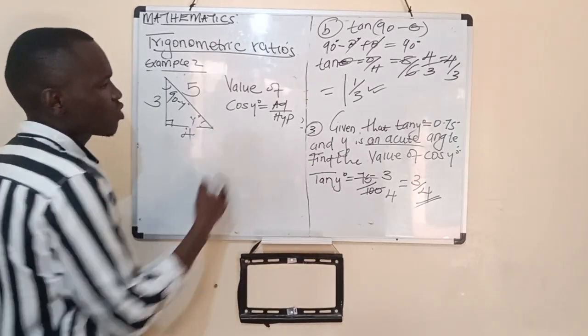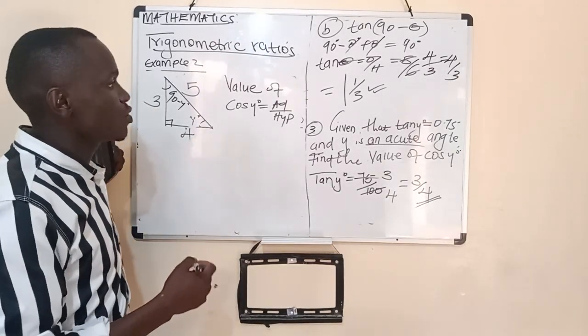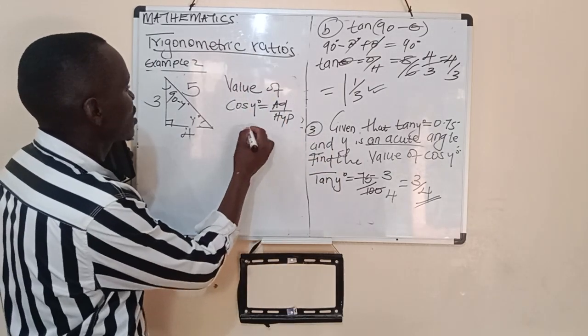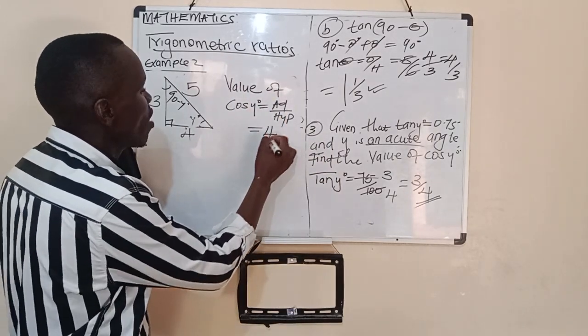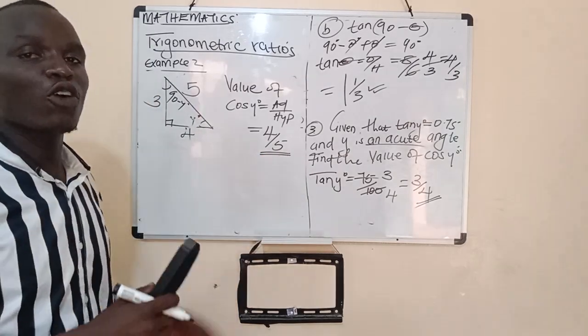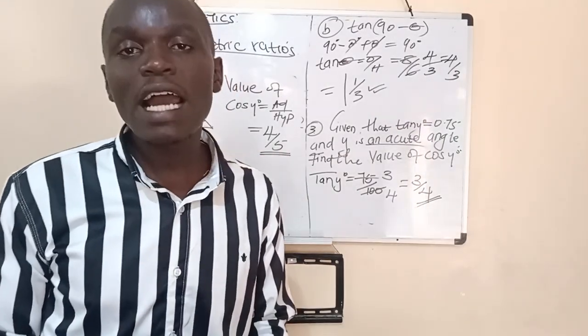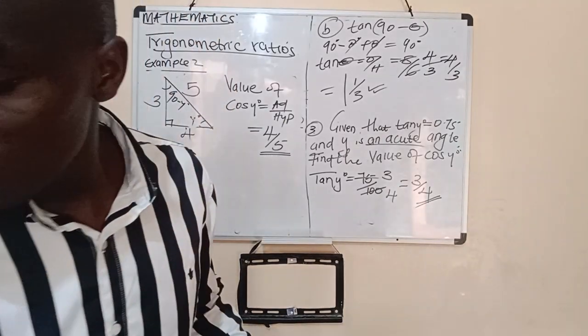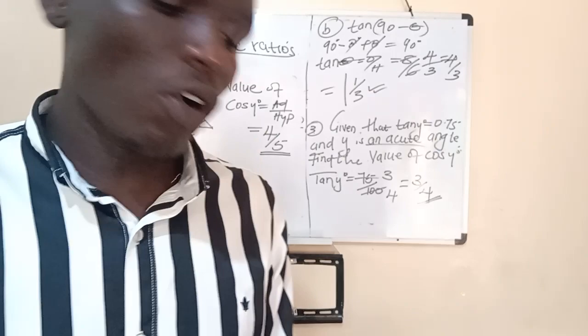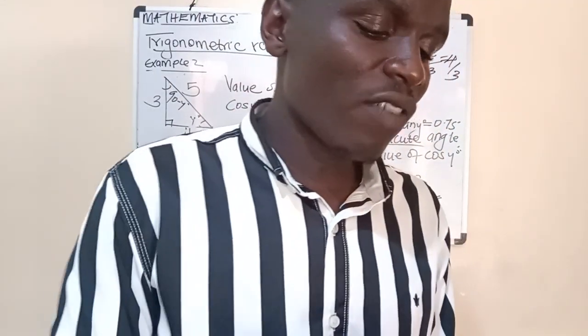So if it has to be given by adjacent over hypotenuse, what is the adjacent? The adjacent here is 4, hypotenuse is 5. So the value of cos y is 4 all over 5.